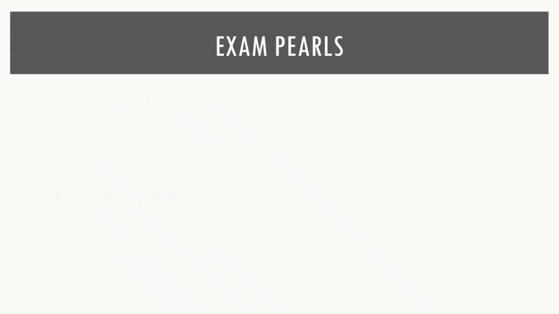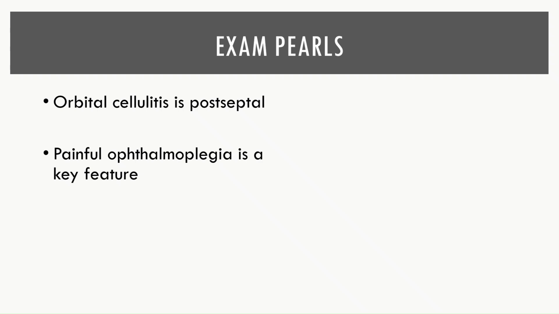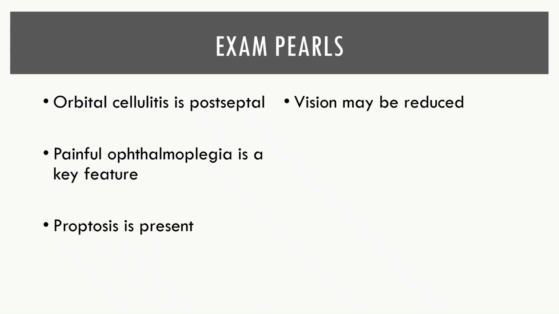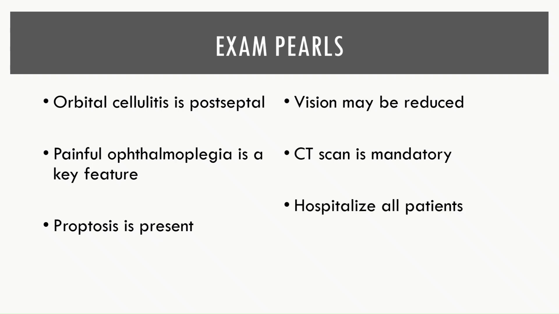To summarize, orbital cellulitis is post-septal. Painful ophthalmoplegia is a key feature. Proptosis is present. Vision may be reduced. CT scan is mandatory. Hospitalize all patients.